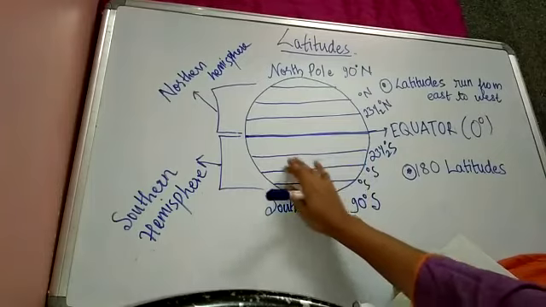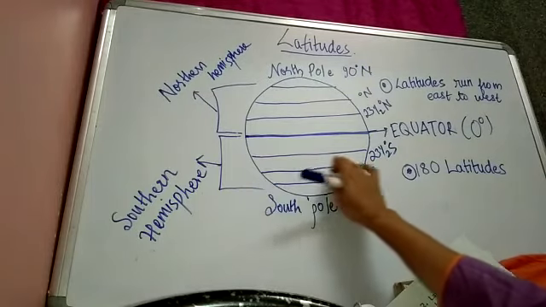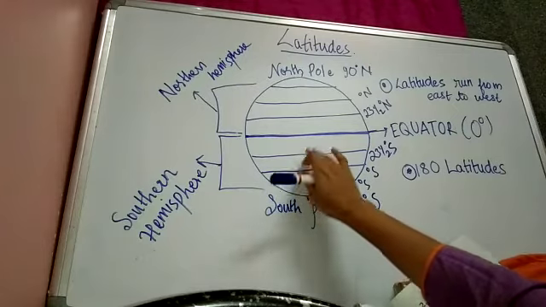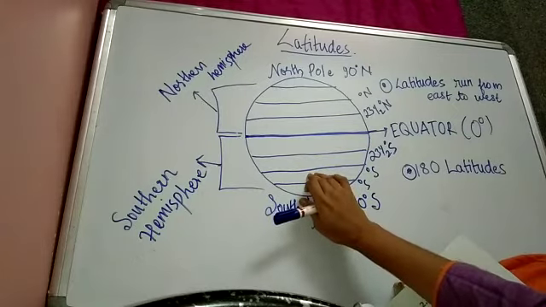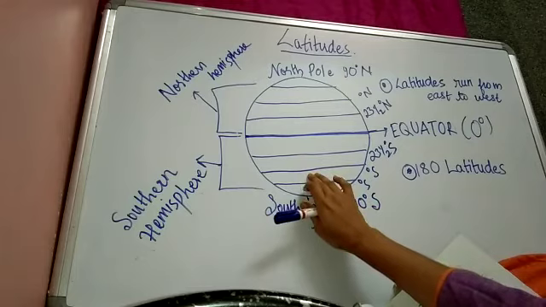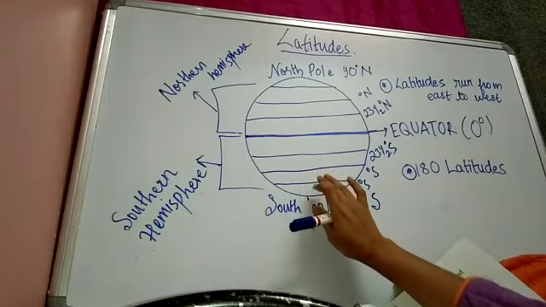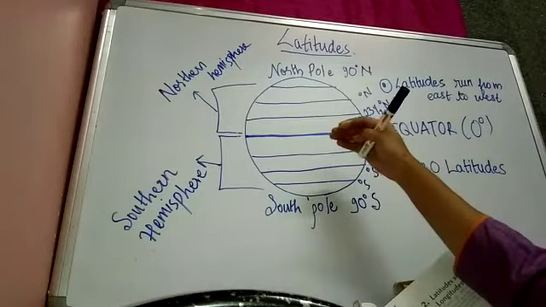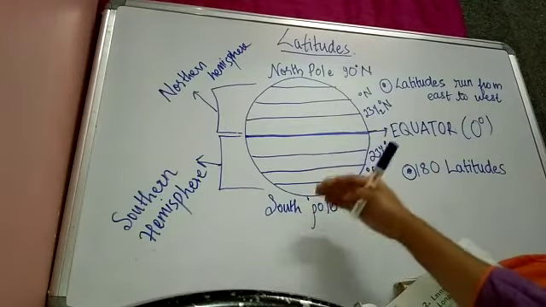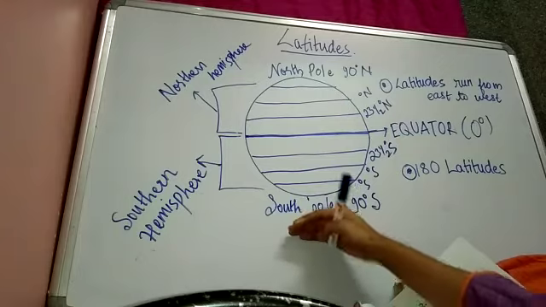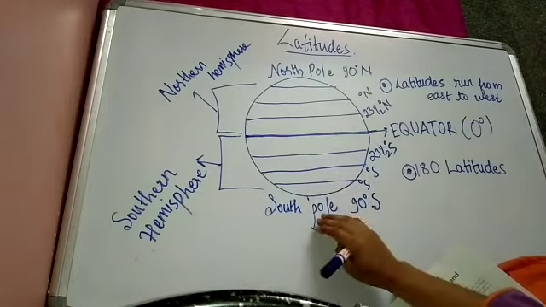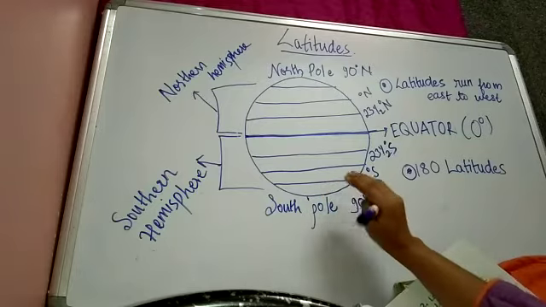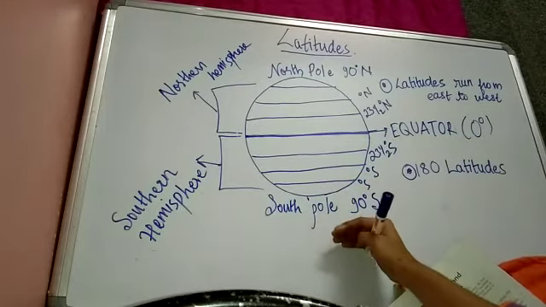Here you can see the length of the latitude. Suppose this is a latitude, the length of this latitude is more than this latitude. In the same way, the length of this latitude is more than this latitude. So what it tells is, when we move towards the poles, it may be the south pole or the north pole, the length of latitudes will decrease.